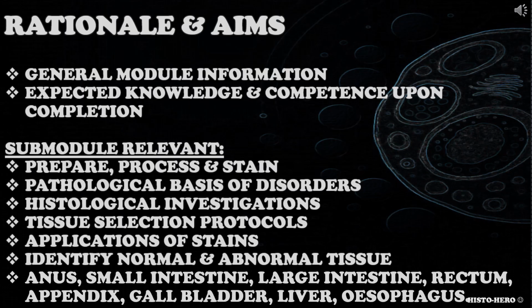Gain a clear understanding of how these disorders may be investigated histologically, have understanding of tissue selection protocols and block selection. Understand the variety and applications of stains used in the investigation of gastrointestinal and hepatobiliary histology. Be able to identify normal and abnormal tissue. This includes anus, small intestine including duodenum, ampulla of Vater, and common bile duct, large intestine and rectum, appendix, gallbladder, and esophagus.